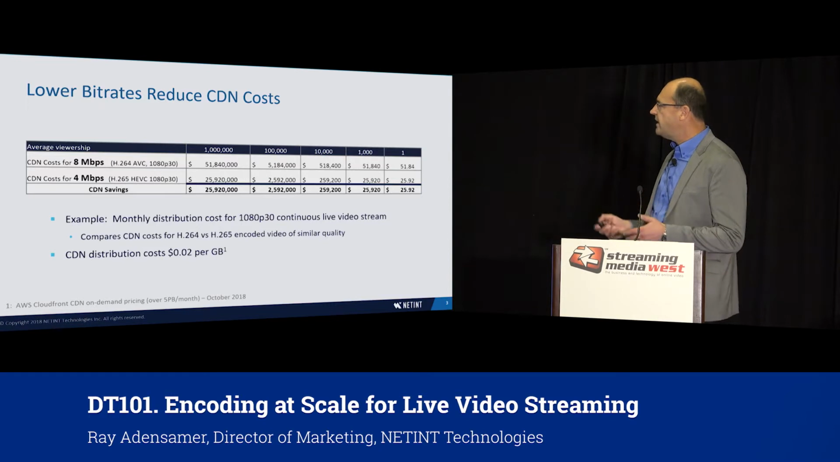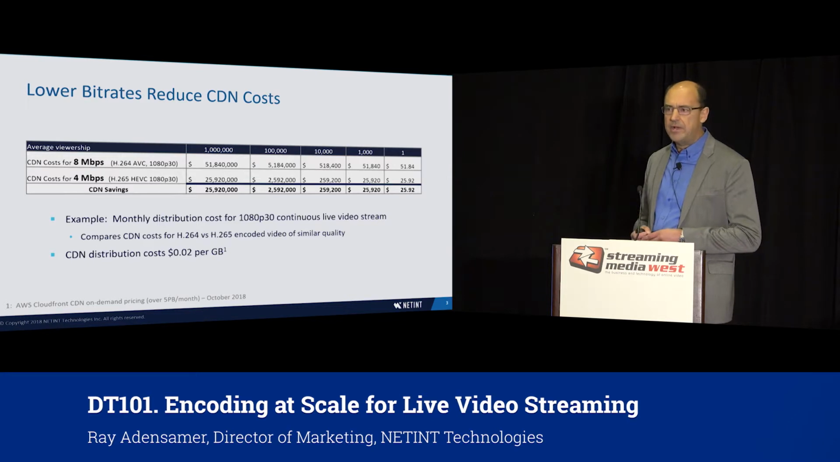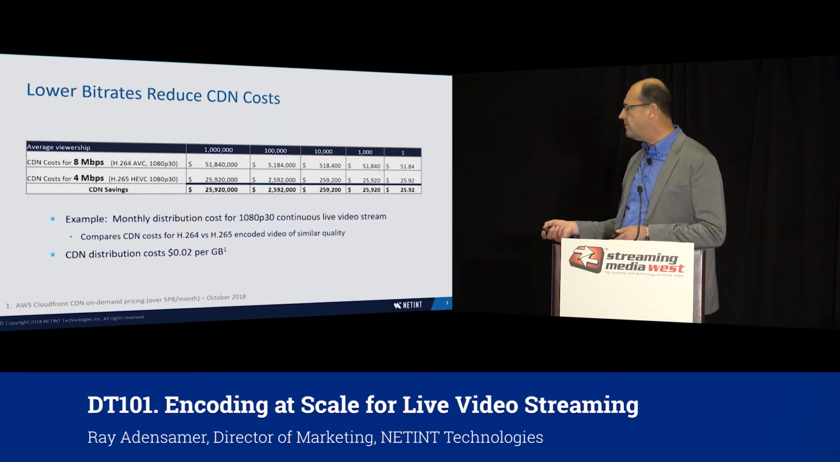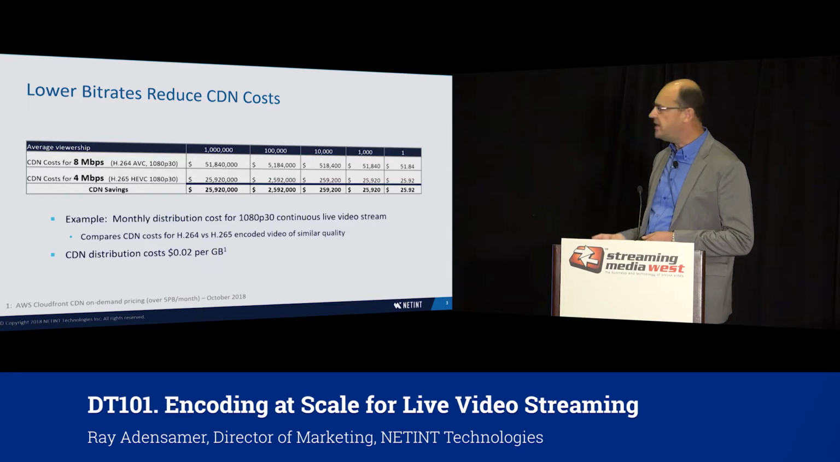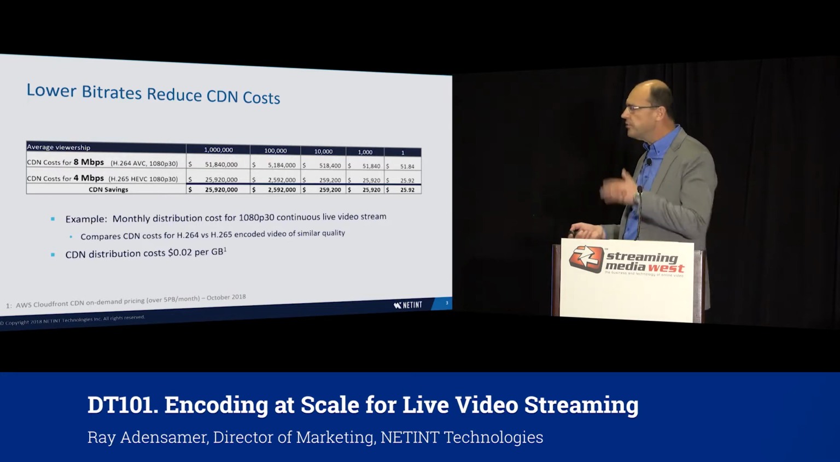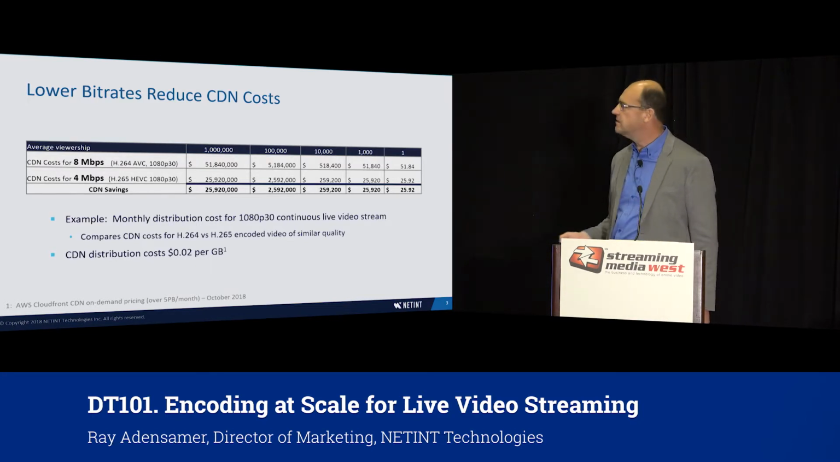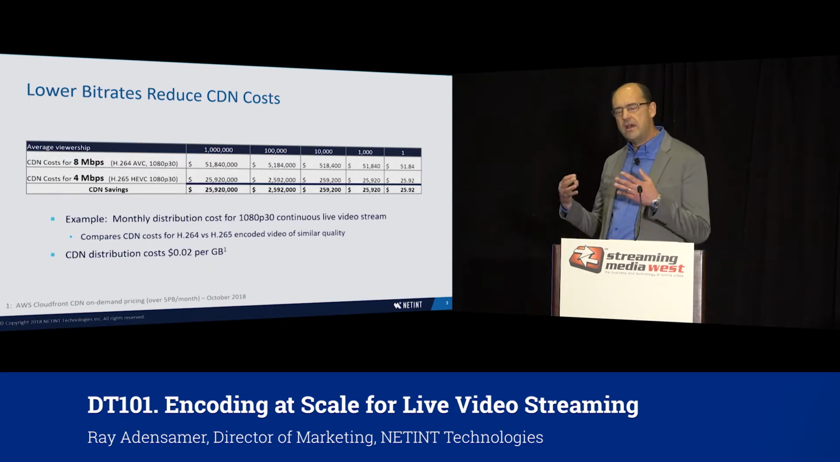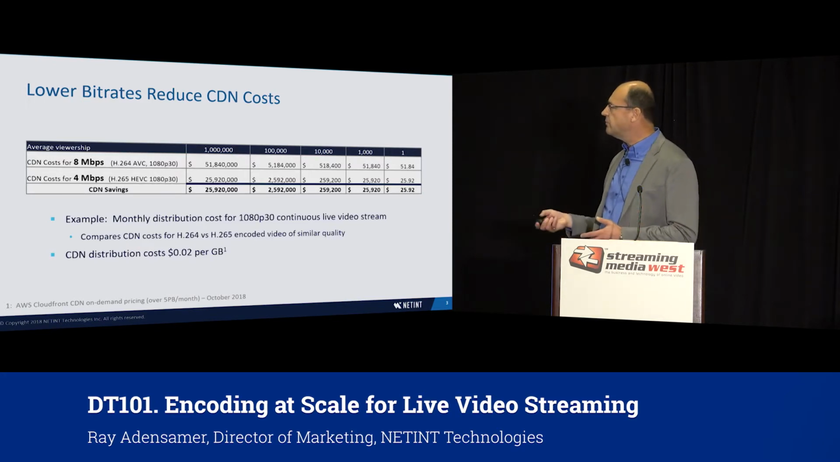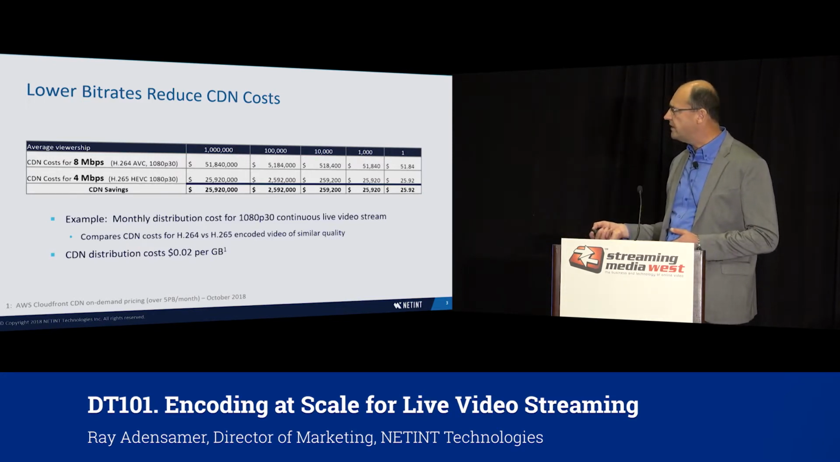Here we have a 1080p video that is being streamed for 1 month, and we're using the cost from Amazon CloudFront CDN. If you were to encode that using H.264, you can get a decent quality stream for about 8 megabits per second. If you're going to stream 8 megabits per second continuously for a month to one person, that's going to cost you 51 bucks. But if you were to encode that same stream using H.265, which is a high efficiency video coding algorithm, that can reduce your bandwidth by about 50%. So by getting it down to 4 megabits, you reduce your cost in half.